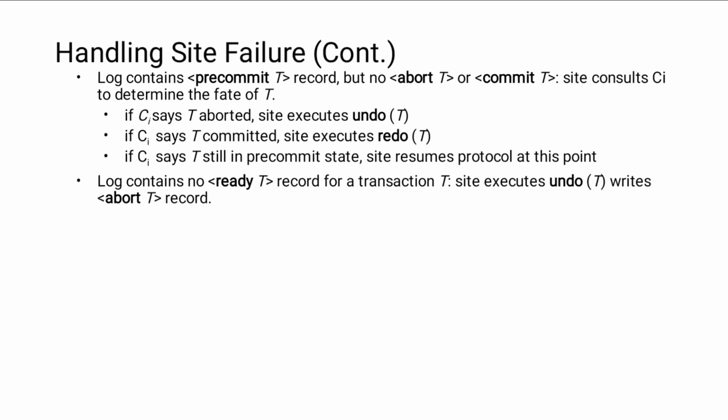Handling site failure, continued. The next situation is if the log contains pre-commit of T but no abort of T or commit of T. Once again the coordinator is going to determine. Abort means undo, commit means redo. If the coordinator says T is still in the pre-commit state, the site resumes the protocol at this point. Then, if the log contains no ready T for a particular transaction, the site executes undo and writes the abort T record.